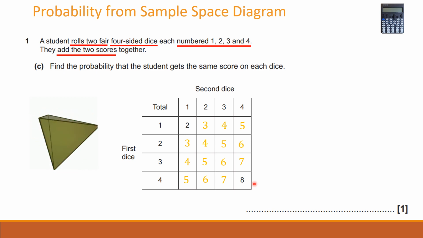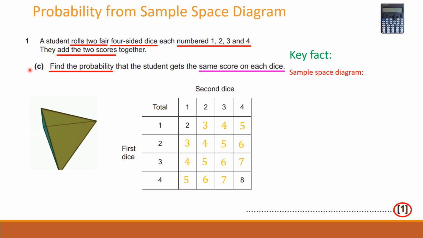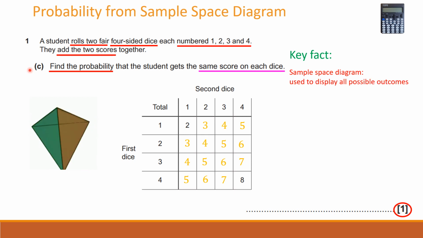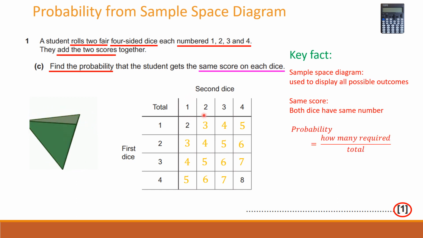Now the key words in the question that we've got to do for part C is that we've got to find the probability that the student gets the same score on both dice. This is worth 1 mark. The key facts that you need to be able to do this are that a sample space diagram is used to display all possible outcomes, and you can see the sample space diagram here. The same score means that both dice have got the same number. So for example, one dice would have a 1 and the other dice would have a 1. And to find my probability is how many we require divided by the total number of outcomes.